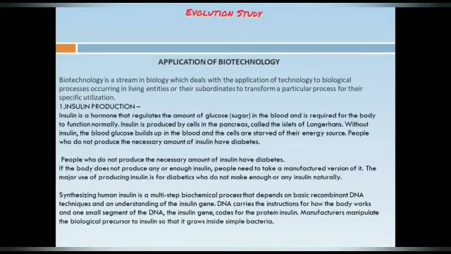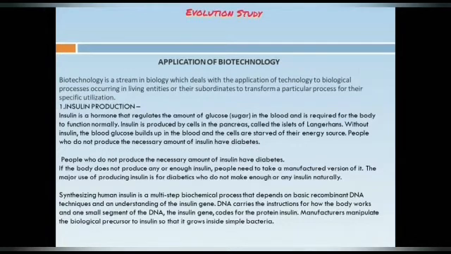Insulin production. Insulin is a hormone that regulates the amount of glucose or sugar in the blood and is required for the body to function normally. Insulin is produced by the cells in the pancreas called the islets of Langerhans. Without insulin, the blood glucose builds up in the blood and the cells are starved of their energy source. People who do not produce the necessary amount of insulin have diabetes.